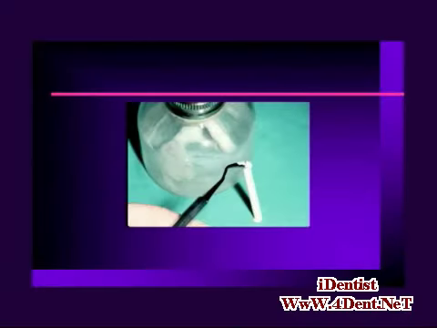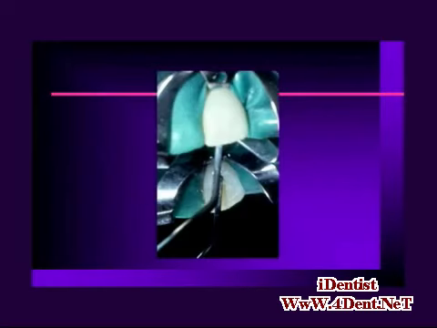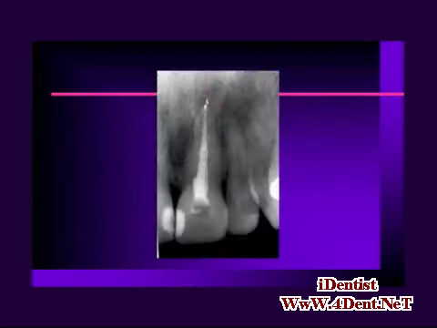For the gutta percha, you can heat that up, heat the gutta percha and place it into the canal space, then place your acid, primer, bond, and composite in the canal space.